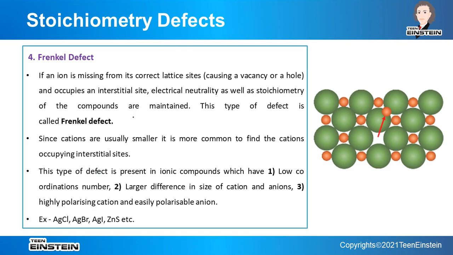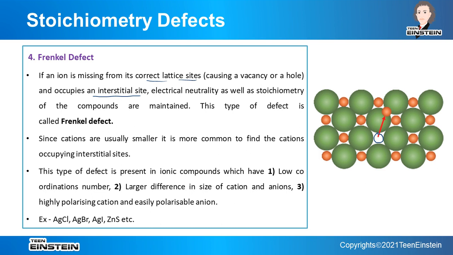Now in case of Frenkel defect, an ion is missing from its correct lattice site, that is the natural lattice site, so there will be a creation of a hole, and it occupies an interstitial site. Now in case of Schottky, what we have seen, it is completely missing. It is not moving to some other position, but here it is moving to some other position. So this is the natural position of this cation, the orange sphere, but it is moving to some interstitial position.